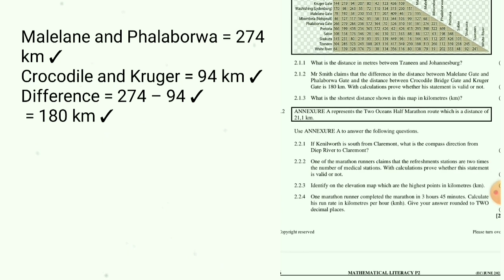2.1.3. What is the shortest distance shown in this map in kilometers? Okay, the shortest distance is 14 kilometers. Annexure A represents the Two Oceans Half Marathon route, which is a distance of 21.1 kilometers.